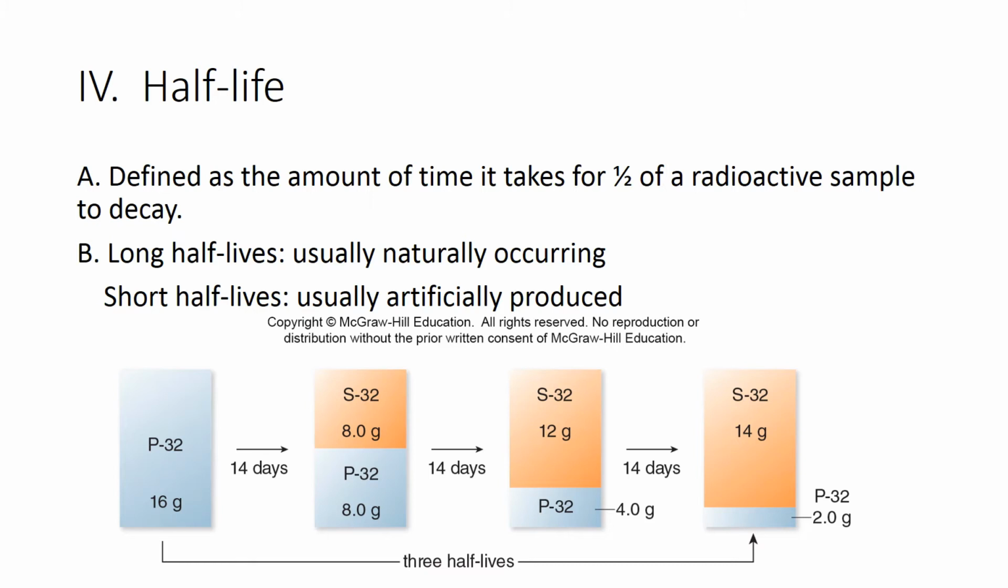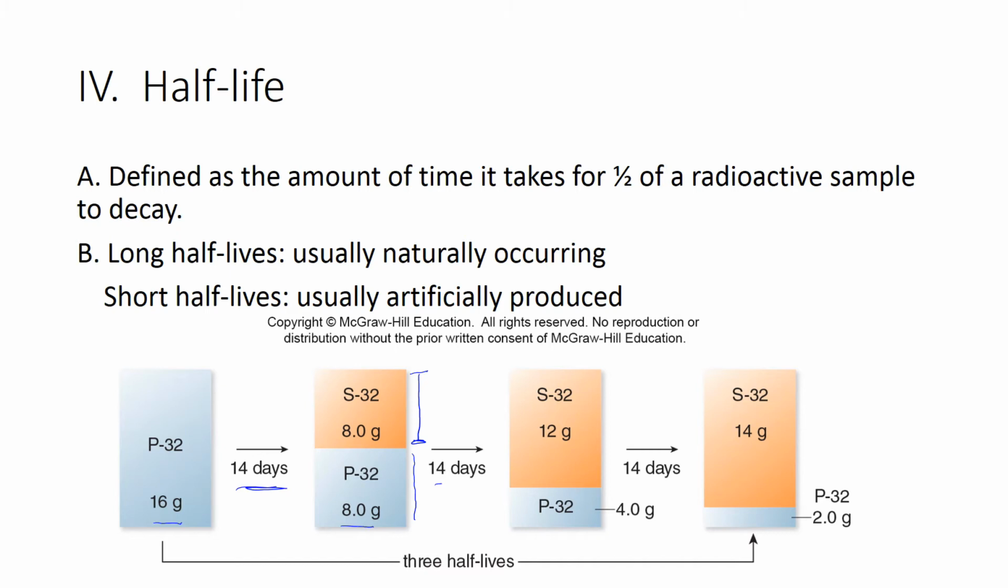So here we're looking at phosphorus-32, and it looks to me like a half-life is 14 days. So every 14 days, notice that your sample of phosphorus decreases by half. So if I start with 16 grams, after 14 days, I'll have half of that, or 8 grams. And notice also that the amount of the stable isotope that I form becomes more. So I'm not losing substance, I'm just converting from the less stable form to the more stable form. So that would be sulfur-32.